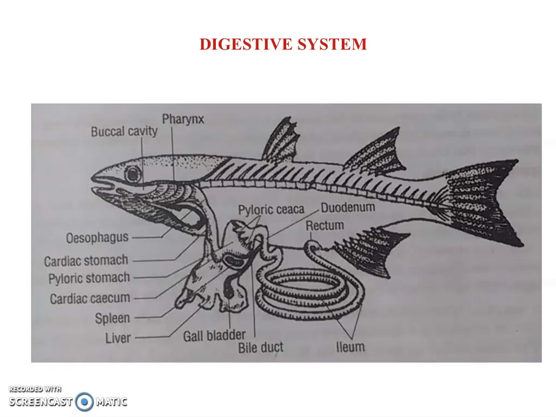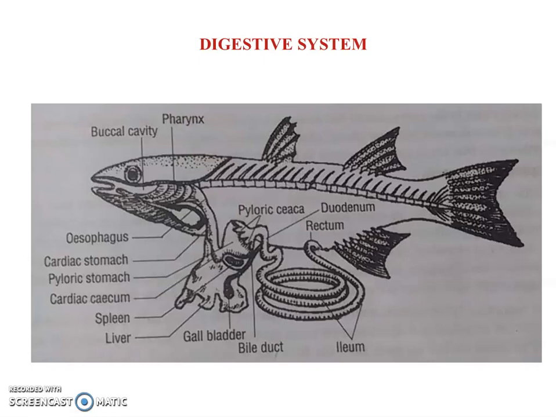Hi everyone. So we are going to start with the different organ systems of Mugil. And the first system you're supposed to learn as per your syllabus is the digestive system. The digestive system of Mugil is composed of the alimentary canal and associated digestive glands.